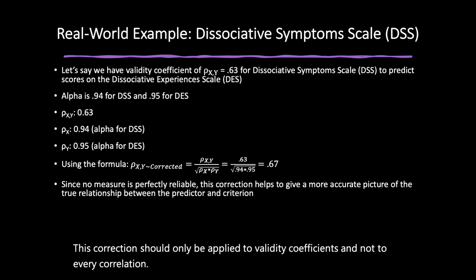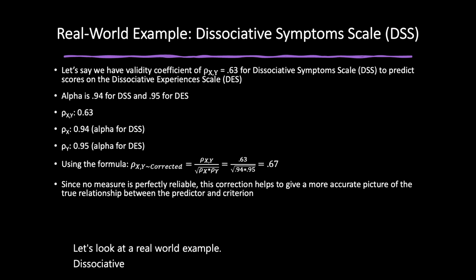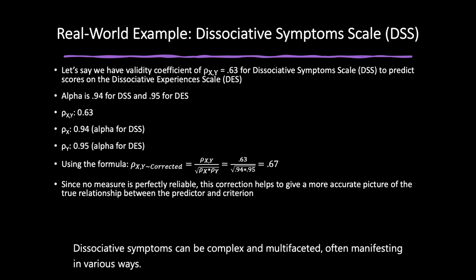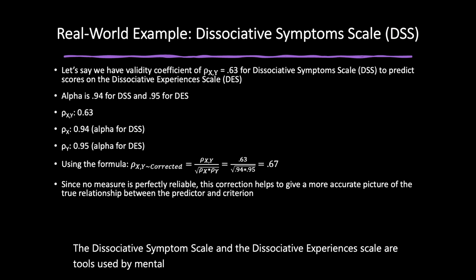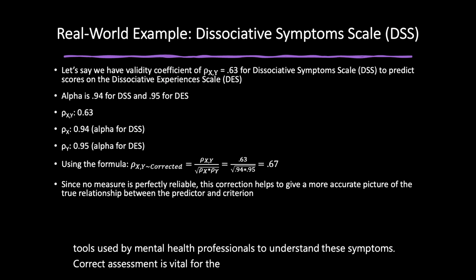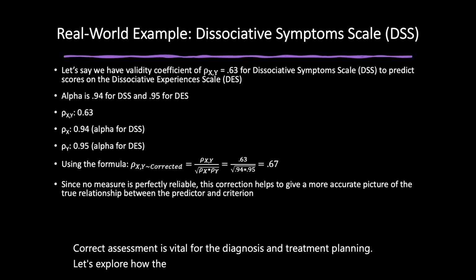Let's look at a real-world example. Dissociative symptoms can be complex and multifaceted, often manifesting in various ways. The dissociative symptom scale and the dissociative experiences scale are tools used by mental health professionals to understand these symptoms. Correct assessment is vital for the diagnosis and treatment planning. Let's explore how validity and reliability come into play.